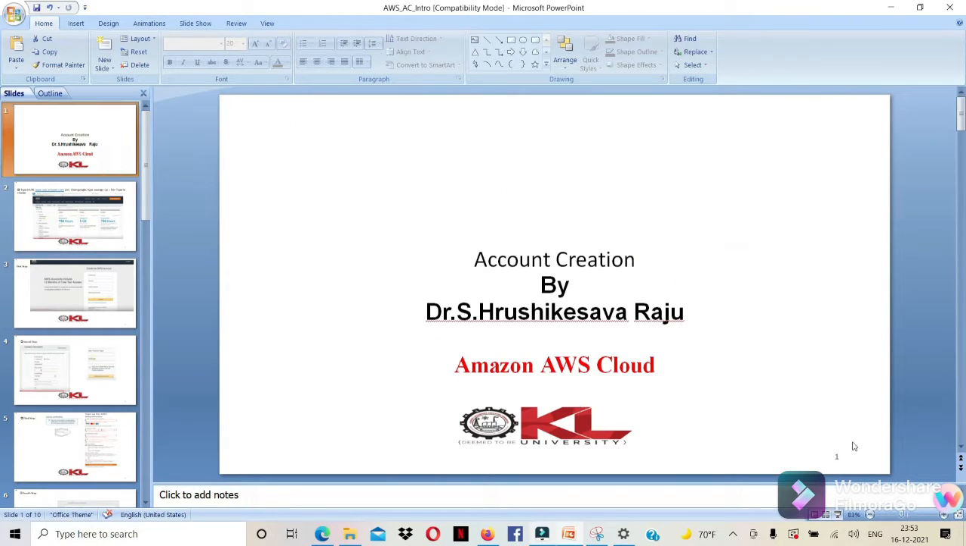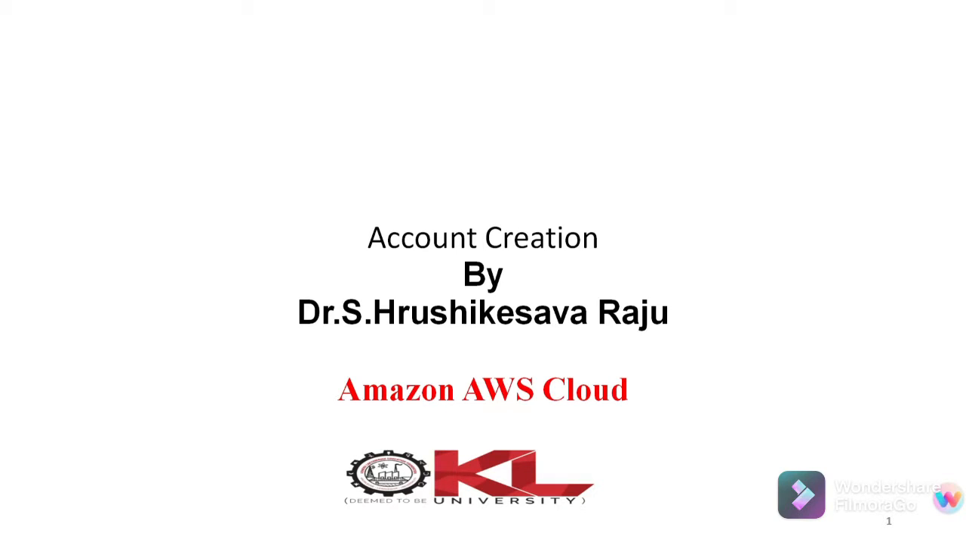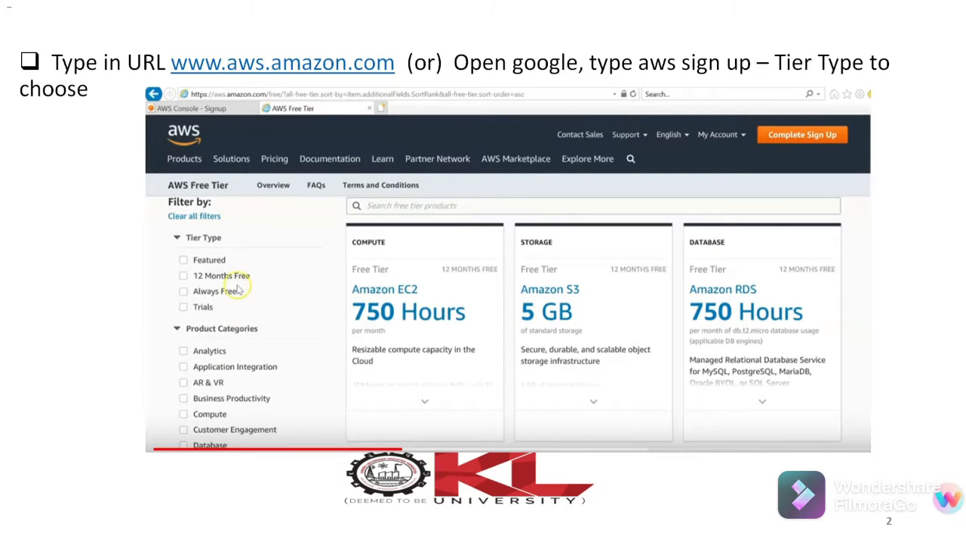So we are starting from the first slide: how to create an account for using AWS services. This screen tells how to get to the AWS website page. In Google you can type AWS sign up, or you can directly type in the URL aws.amazon.com. And here we have to create an account under any of these four types.